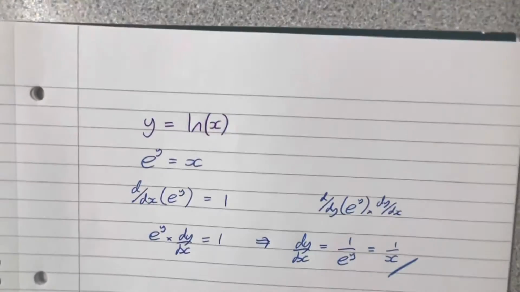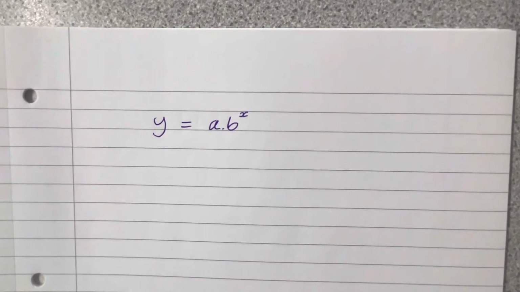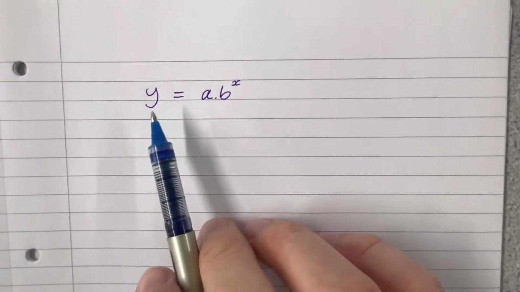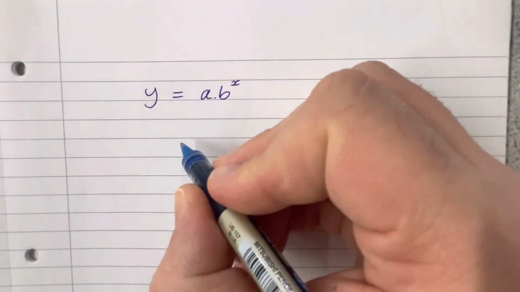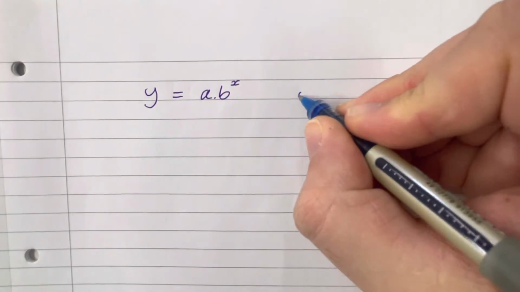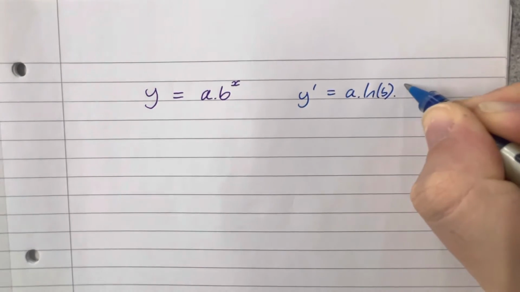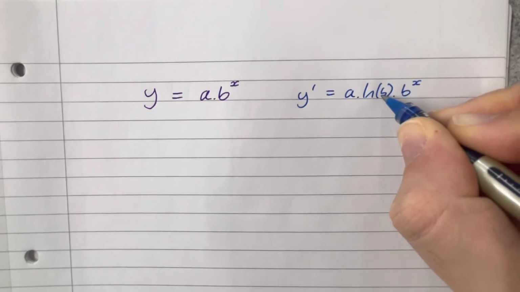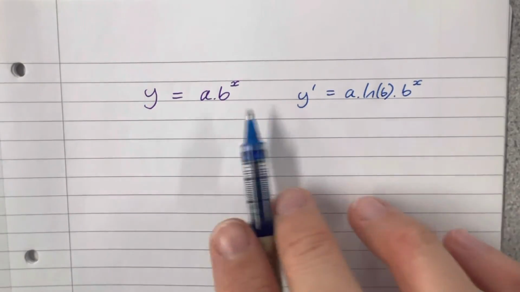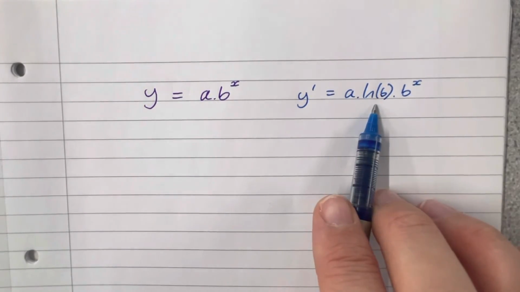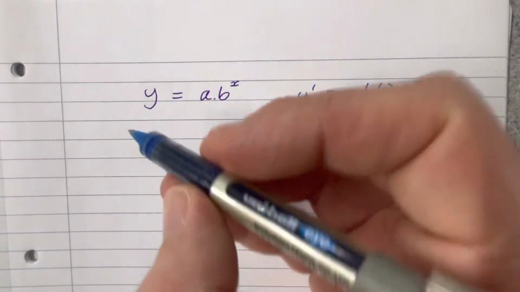One more differential I want to look at very quickly is this one. So this is a general base exponential. y equals a times b to the x. Again, a and b are just constants. And the answer of y prime is a times the natural log of b times b to the x. But I want to justify why that is true. Again, this is worth remembering. Just times it by log of the base. And if the base is e, then that just becomes the number 1.